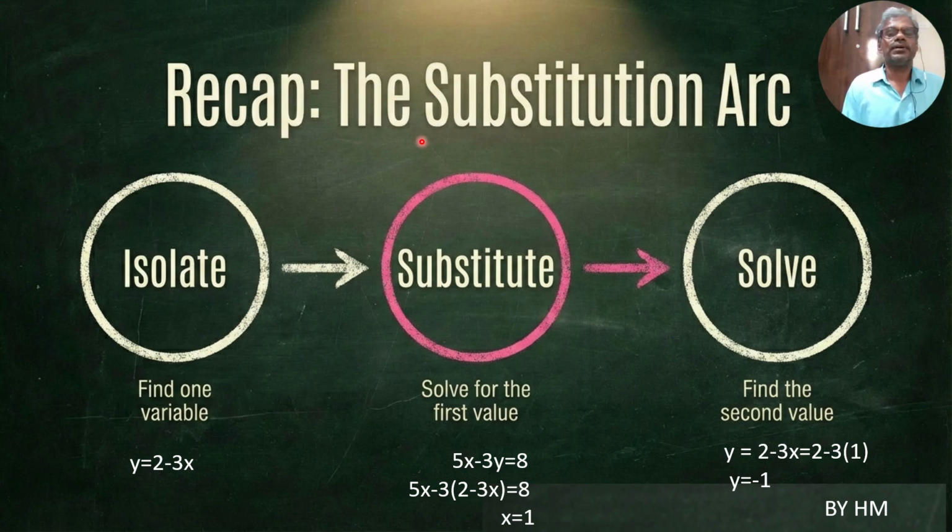The final recap. First step is isolate, that is find one variable in terms of the other, y is equal to 2 minus 3x here. Now substitute this value of y in the other equation, that is 5x minus 3y is equal to 8. We get x is equal to 1. Now put this x is equal to 1 in the equation y is equal to 2 minus 3x. We get y is equal to minus 1. Thus, in the substitution method, first step is isolate, second step is substitute, third step is solve.